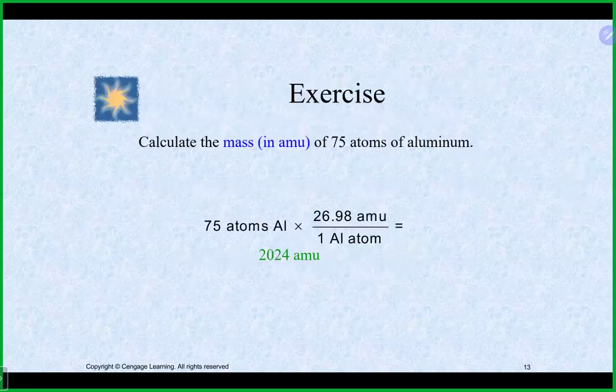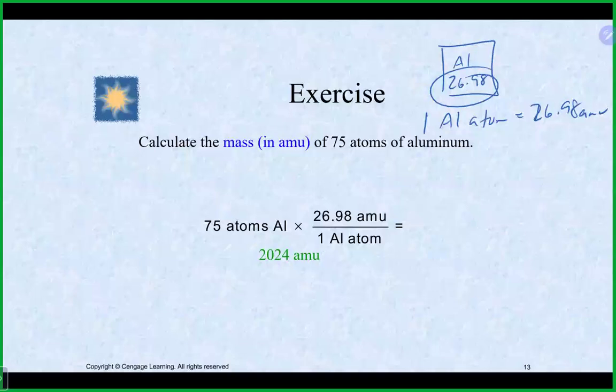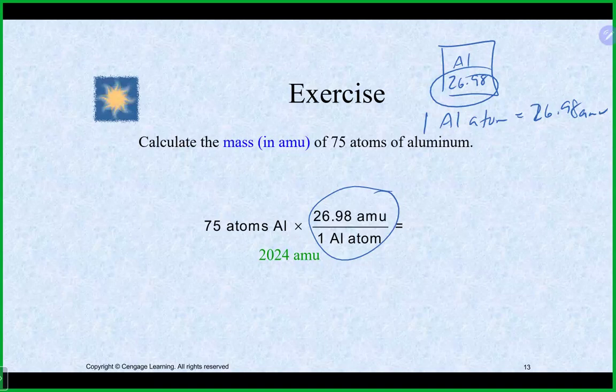Same thing with aluminum. If we take a peek at aluminum on the periodic table, 26.98, basically telling us that in one aluminum atom, there's 26.98 AMU. And that's going to give us our two conversions, one like that or one that we could flip. And once again, if we want to know the mass in AMU of 75 atoms of aluminum, we could do a dimensional analysis where aluminums will cancel and we'll end up with the mass there.